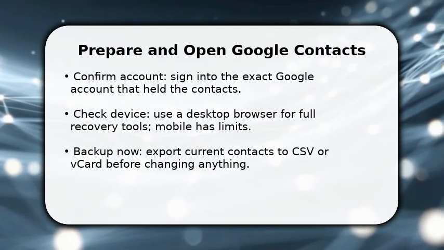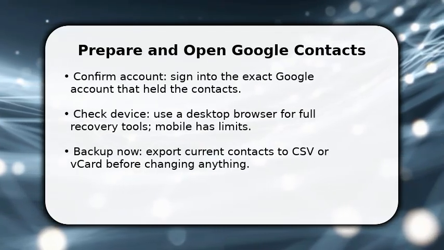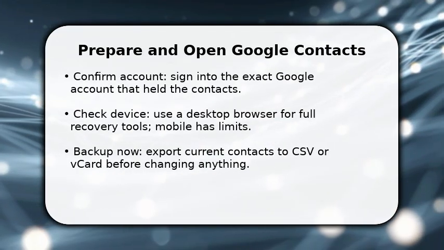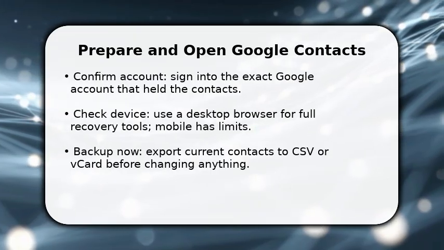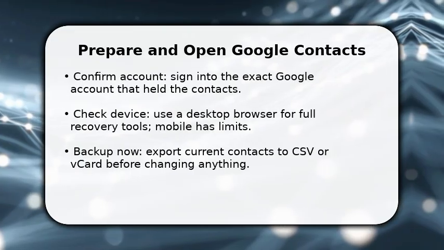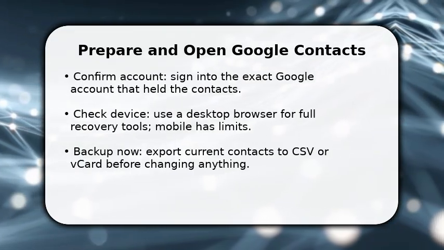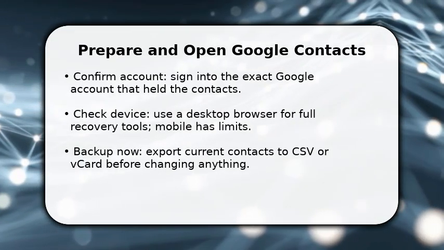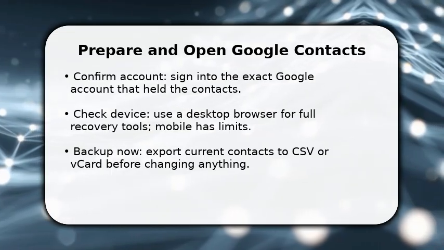Enjoy the video. You're signed into the right account, good. Open Google Contacts in a desktop browser so you get the full restore tool. Once there, make an immediate export. Choose Contacts Export and save CSV or vCard to your computer. This creates a snapshot you can revert to if something goes wrong.